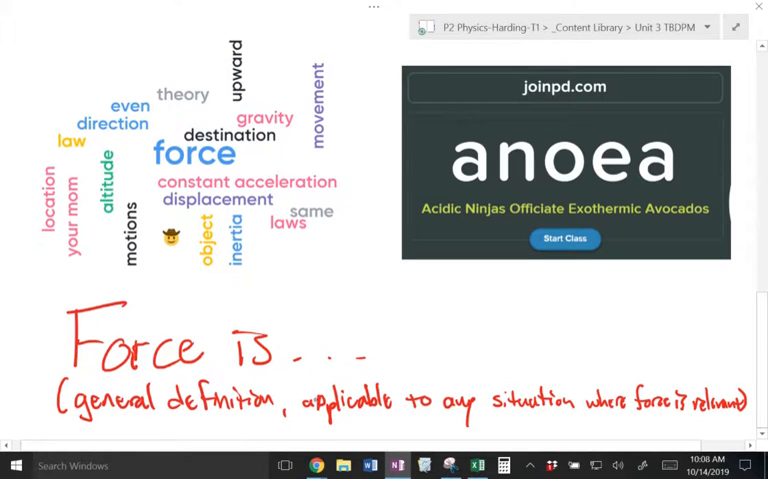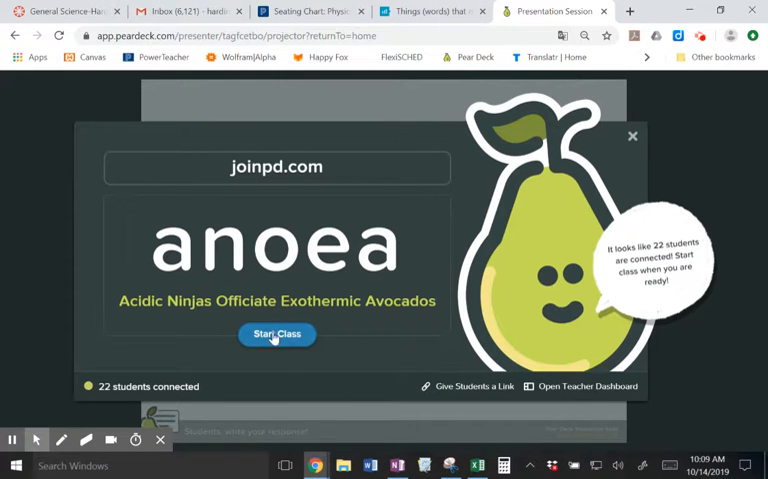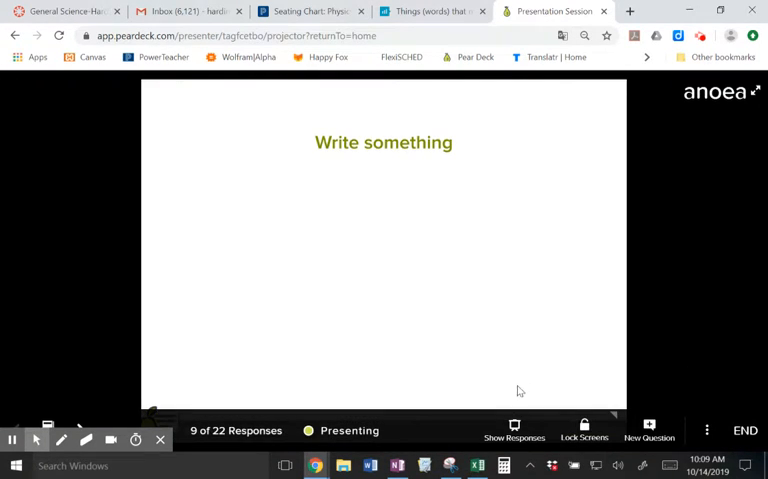How do you enter it? You just click off. Okay. So force is, a really general definition, applicable in any situation to which we could consider that word to be applicable. All right, we got 9 folks in. Good on you.